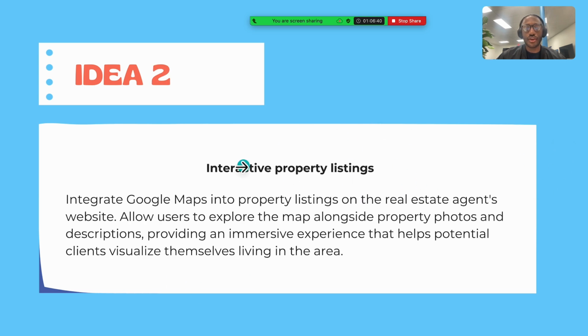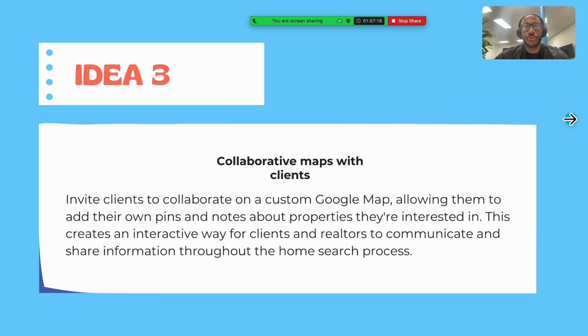So there's that. Interactive property listings. This is what we did when we put different comps and listings within our map, so that people who walk into our open house can see what's out there, and you can embed that within your website, and have people explore the map with the photos of those properties and the descriptions. It provides an immersive experience that helps people visualize themselves in that area and all the fun stuff they could do there. So that's another fun thing you could do.